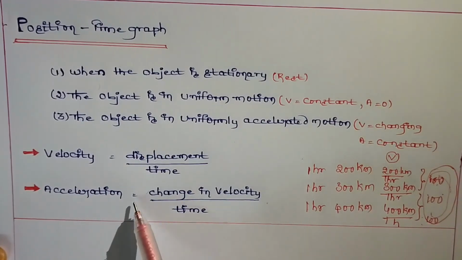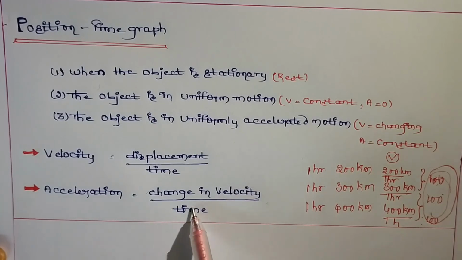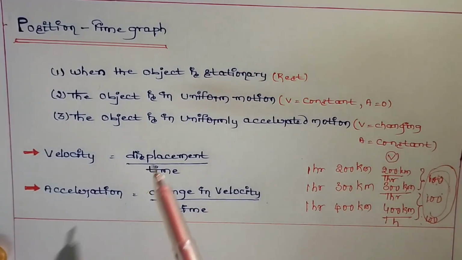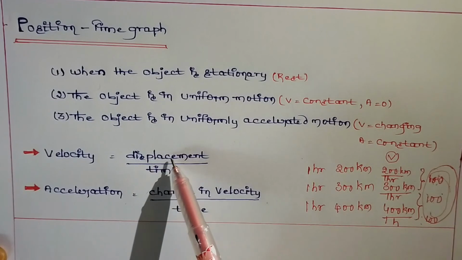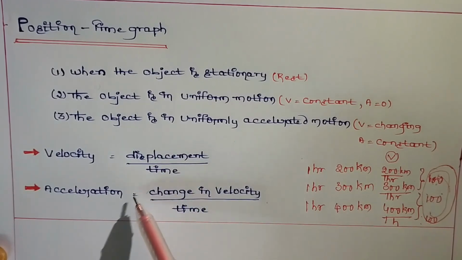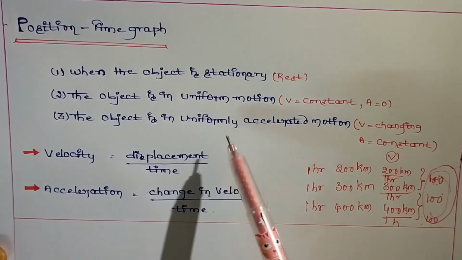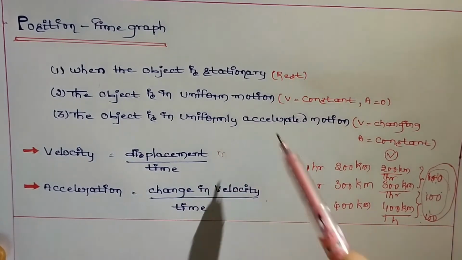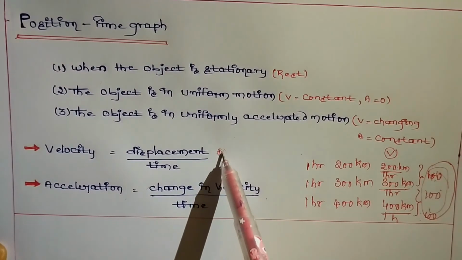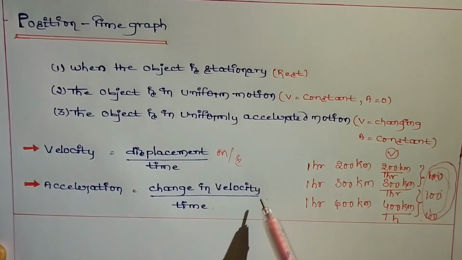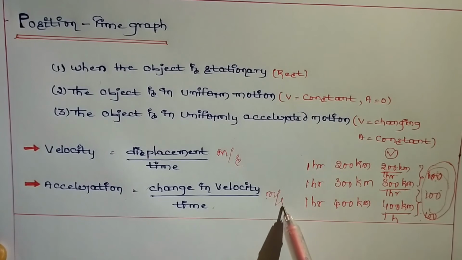We can say that change in velocity is nothing but acceleration. The formula for velocity is displacement by time, and acceleration is change in velocity by time. The unit for velocity is meter per second, and the unit for acceleration is meter per second squared.